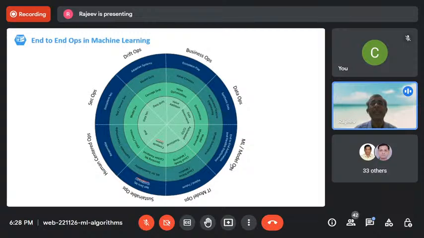Then areas like drift operations. See, one of the assumptions we always make is that past equals future. Past is not equal to future. Past can probably be approximated to future depending on the type of data and the type of machine learning that you use.